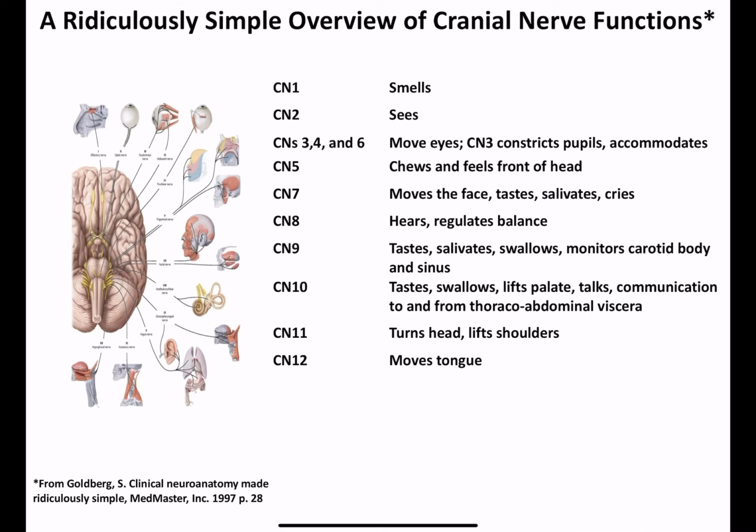And number 10 is the vagus nerve. It's going to do a bunch of different things. That's the one cranial nerve that comes down to the thoracic cavity and does a bunch of different stuff. So taste, swallows, lifts the palate, helps with talking.